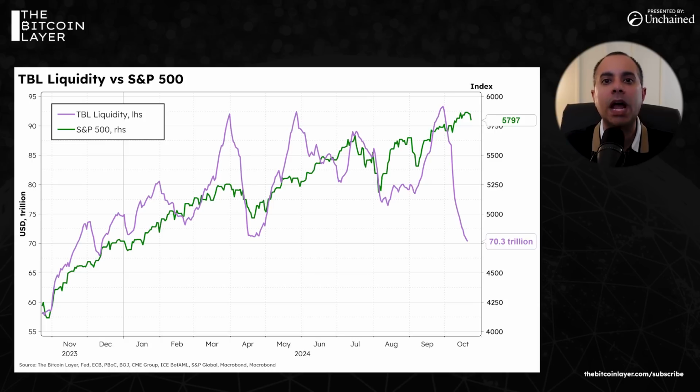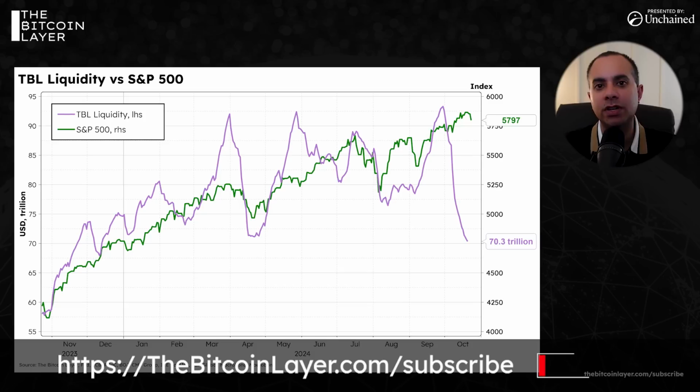In my next chart, I present TBL Liquidity. This is our new metric that we are using at The Bitcoin Layer in order to measure the appetite for risk assets.